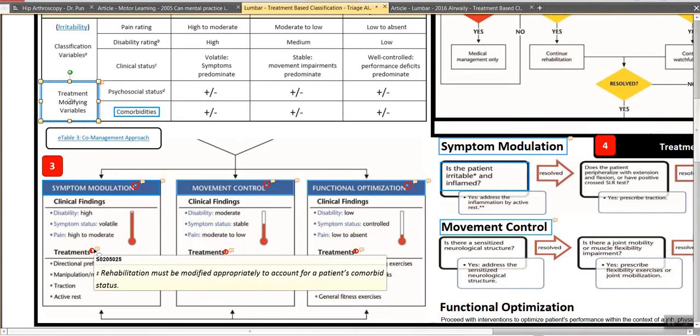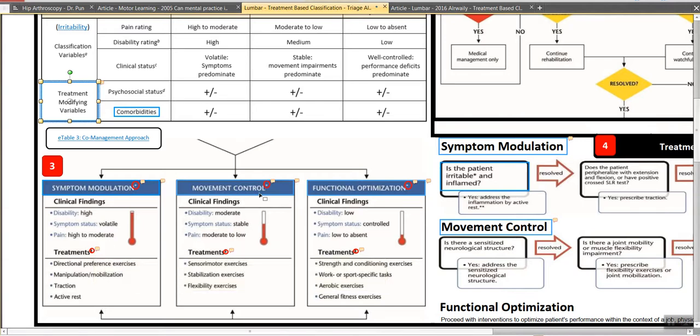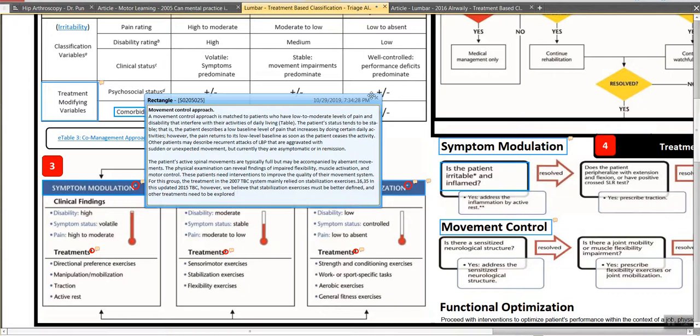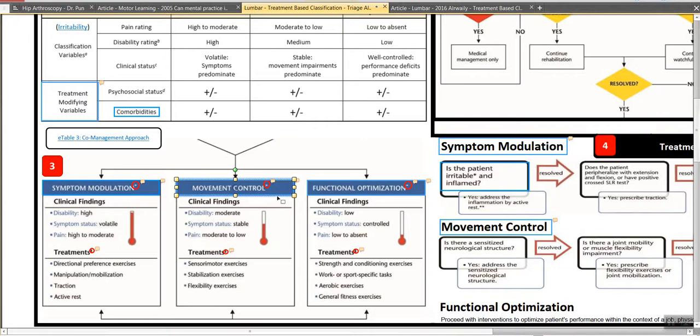Within the treatment group, you can see that they've put this small symbol: rehabilitation must be modified appropriately to account for the patient's comorbidity status. Movement control has the same components as the authors denoted in each of the categories. The one thing you will note is that there's a blue box around each of these that would give you a further description. You can either hover over it if you want to read it, or you can double click on it and it will populate into a box for you. This is copied and pasted from the article. Again, I tried to summarize the article into this single document for you.